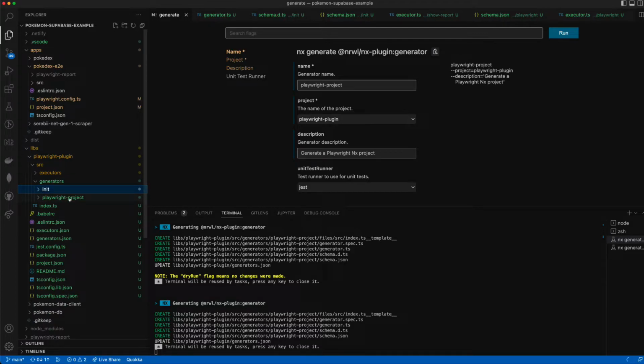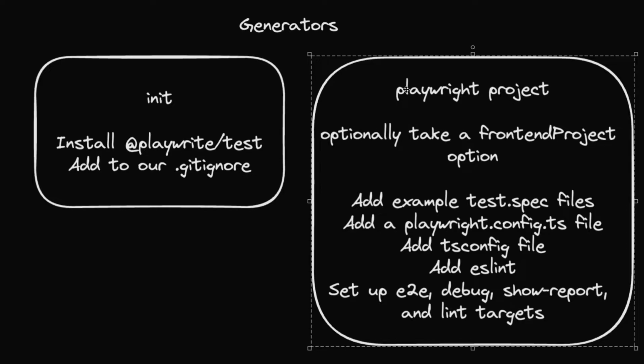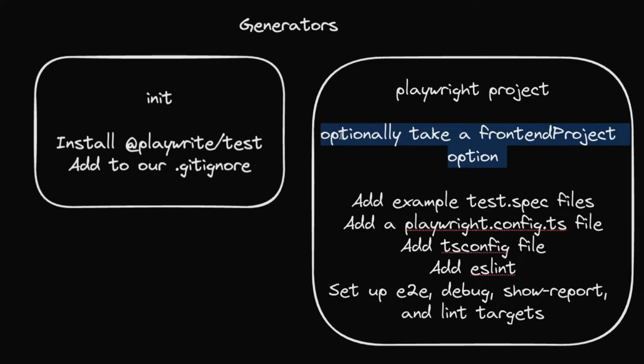And that added this new Playwright project for us. So recall when we set out for this section, there were several things we wanted to do. We wanted to optionally take a front-end project option, so this would be with the idea like our Pokédex. We would be able to tell the generator, here's the specific project we want to use, and we'll set this up inside of our Playwright config to set this up as the default web server with the front-end project serve target. So let's start there.